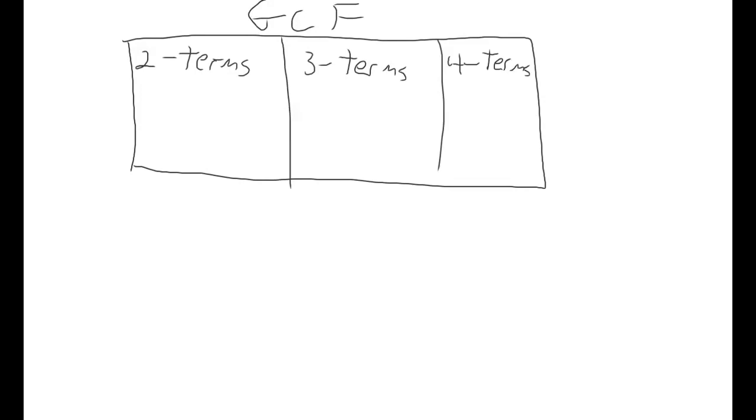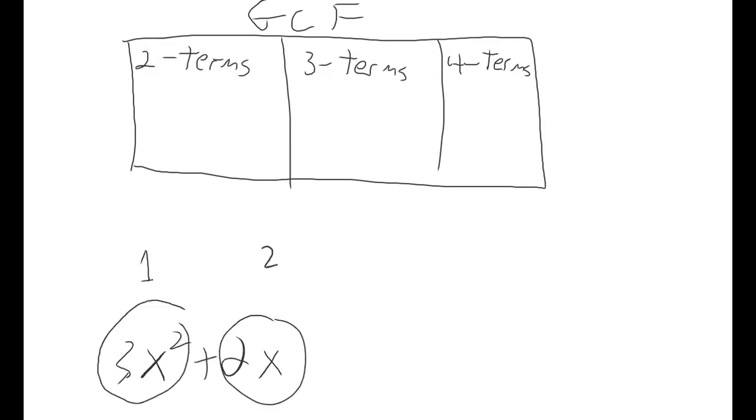Now, remember, everything that separates a term is pluses or minuses, right? So if I have 3x squared plus 2x, that is considered 2 terms. Here's my first, and then here is my second, separated by the addition sign. So after you do the greatest common factor, ask yourself, how many terms do I have? You literally just look at the polynomial and ask yourself.